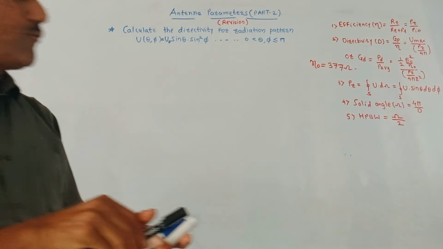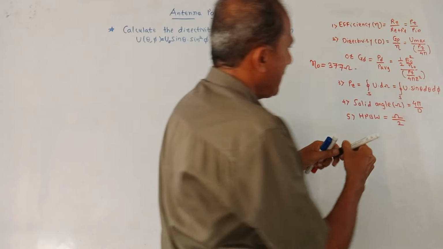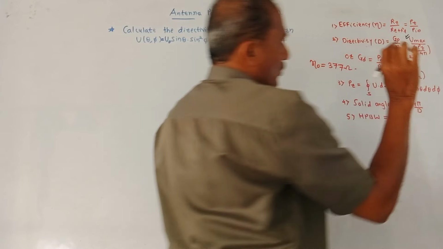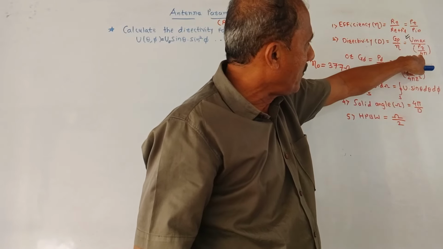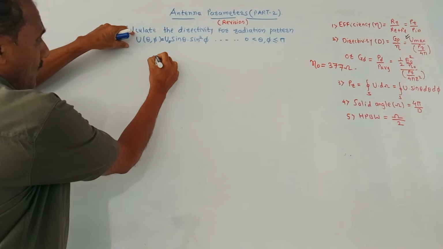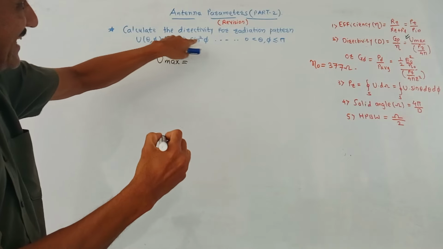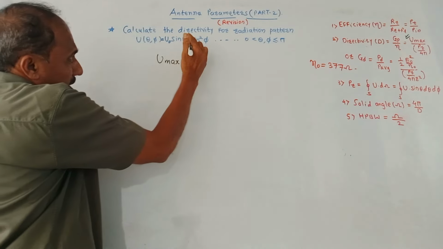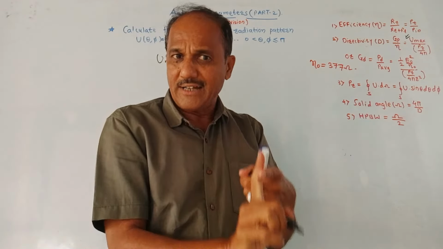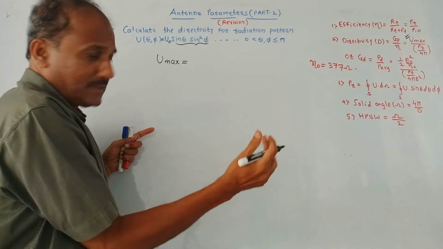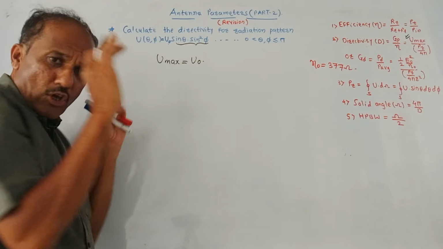Now look at the available formulae. This is the list of formulae. Out of this, I will make use of the formula which contains U, the radiation intensity. So D is U max, the maximum radiation intensity, upon PR upon 4 pi. How to calculate U max? The given value of U is U0 sine theta sine square phi. U0 is a constant value. The maximum value depends on theta and phi, and we know that the maximum sine value is 1. So it is 1 into U0, so U max is equal to U0.